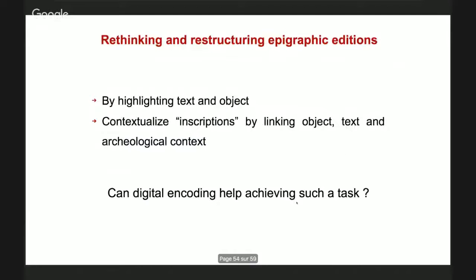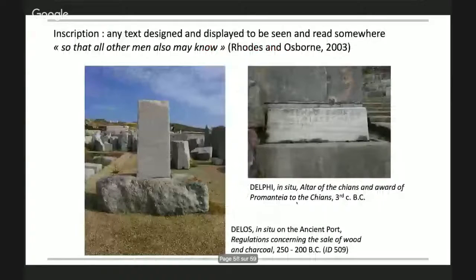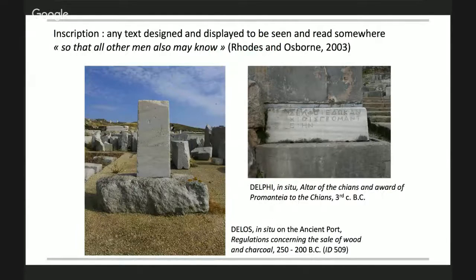And that's what I want to conclude with. These two photographs, I took one in Delos, the other one in Delphi, associated with this very nice definition. An inscription is any text designed and displayed to be seen and read somewhere, so that all other men also may know. And I think that's a definition that is very close, and closer than the one that Lucian was using and playing with when he was writing his True Stories.